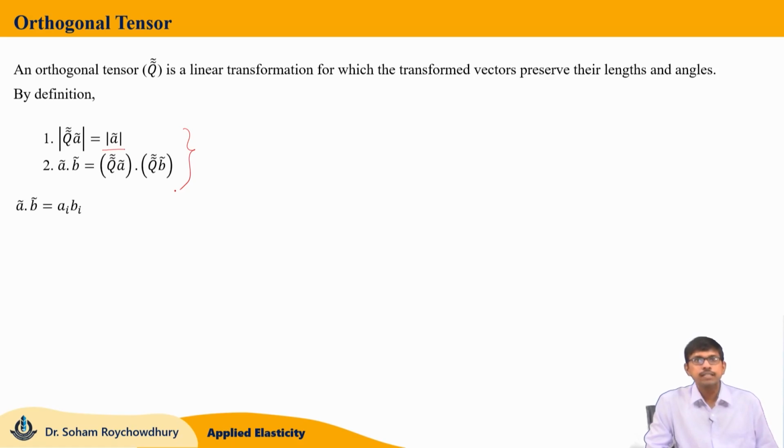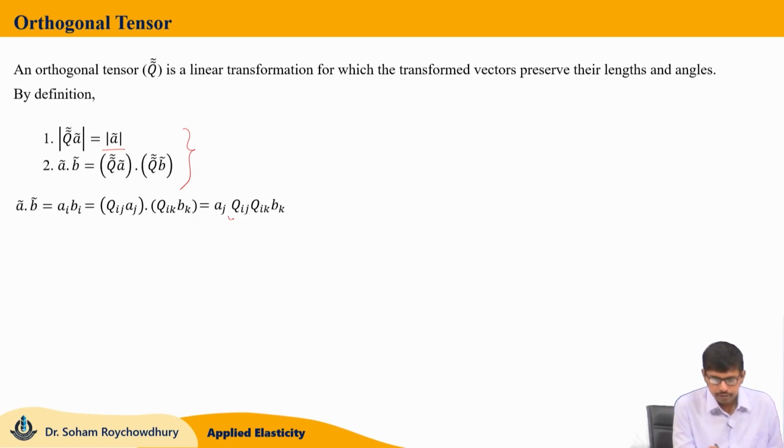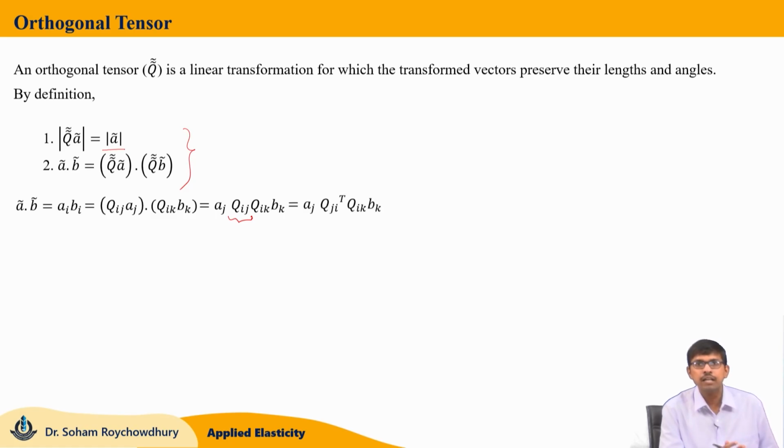Now, if you simplify the second expression, A dot B can be written as A_i B_i, whereas Q acting over A dot Q acting over B can be simplified as Q_ij A_j dot Q_ik B_k. Now, writing A_j at the beginning and B_k at the end, it can be written as A_j Q_ij Q_ik B_k. Now, in this particular term the i and j locations are flipped by the definition of transpose, and we write this as A_j Q^T_ji Q_ik B_k.